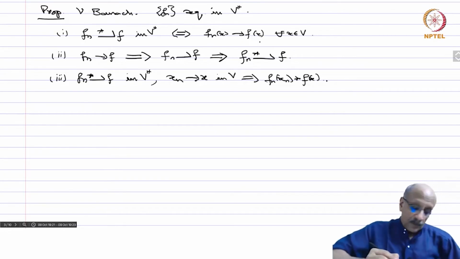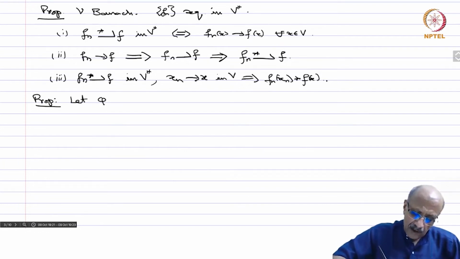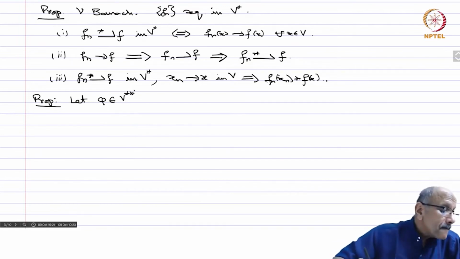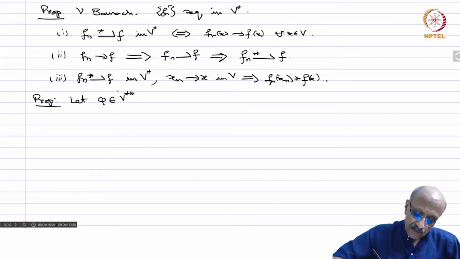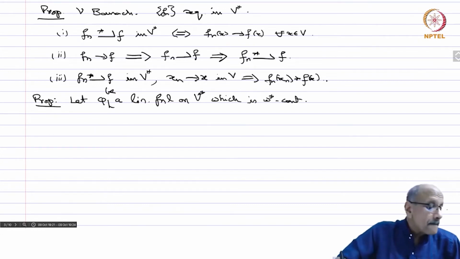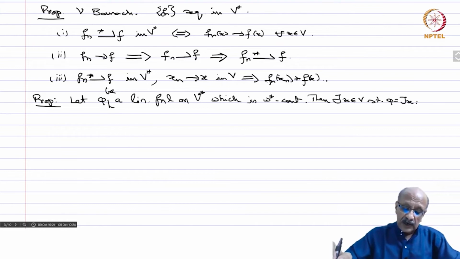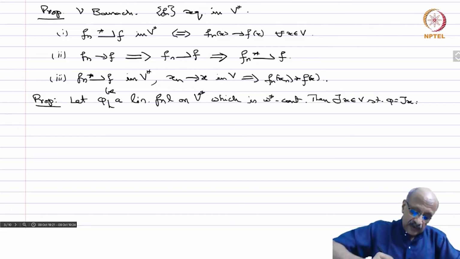Okay. So now proposition. Let phi be a linear functional on V star which is weak star continuous. It means continuous with respect to the weak star topology. Then there exists x in V such that phi equals jx. So these are precisely the functionals which will be continuous with respect to the weak star topology. There are no other linear functionals which can be continuous.